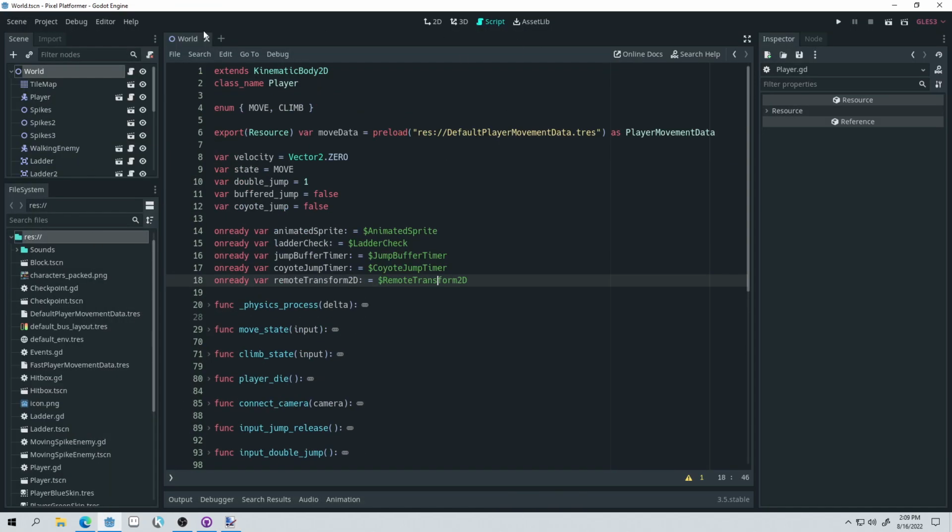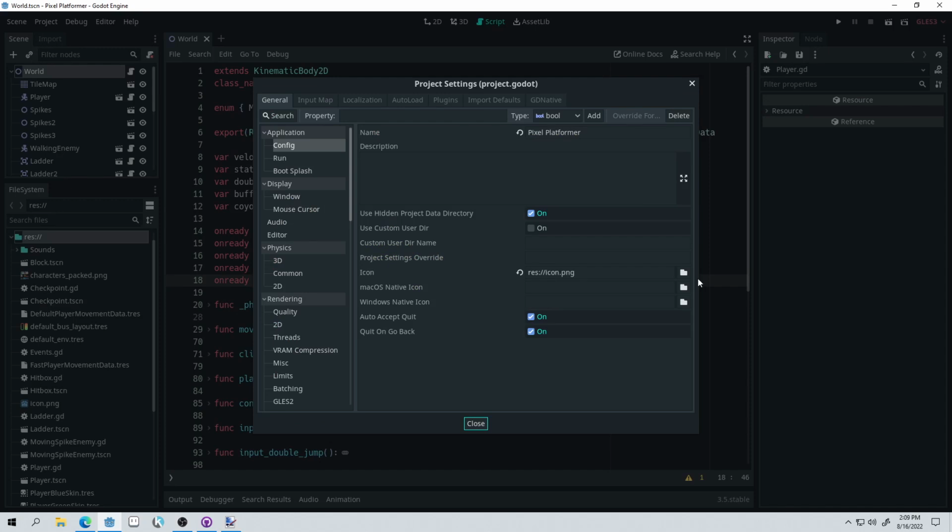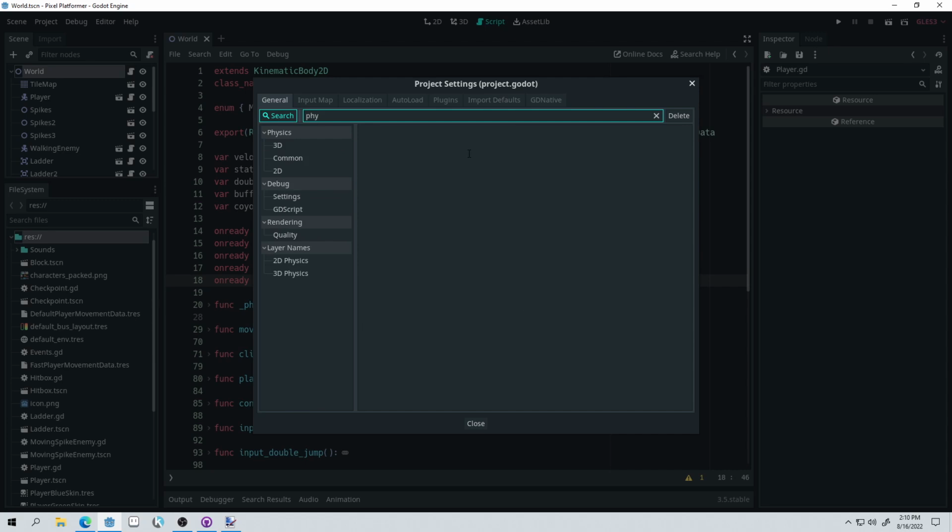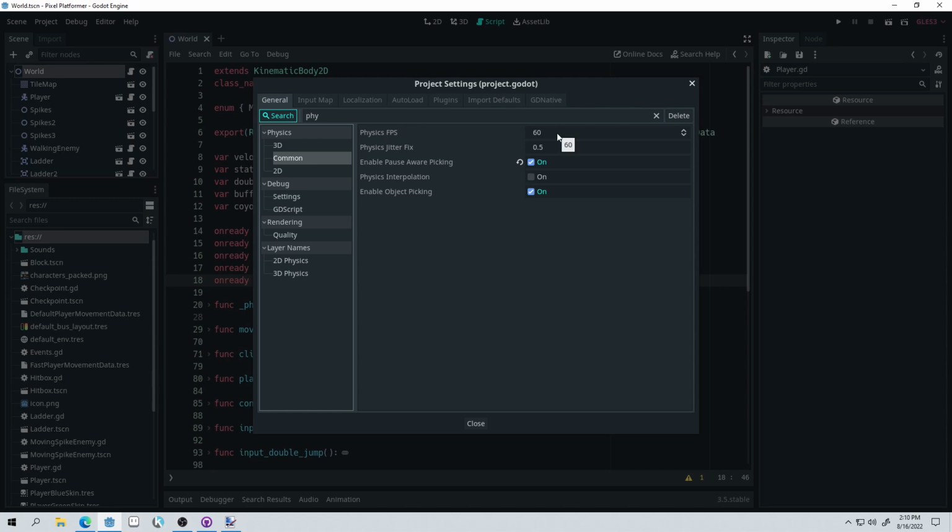And if we come into our game, we can actually see this in action. Currently, if we come into our project settings and you search physics, in physics common, you can see our physics frame rate is 60 frames per second. Now Godot locks the physics frame rate to 60 frames per second. But depending on your game and the player's monitors, you may want to allow the player to change this frame rate so that it's not locked at 60 anymore. You may give them the option to try and match their monitor's refresh rate or something.